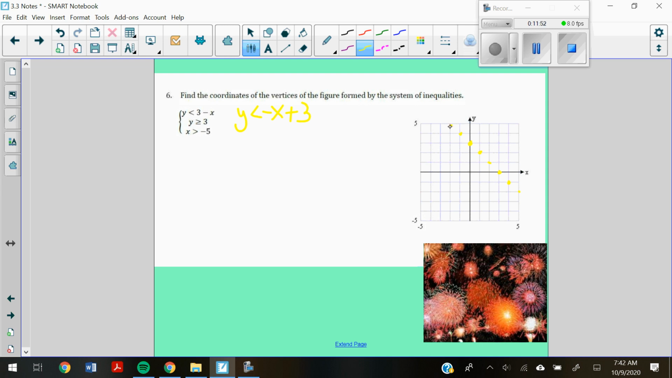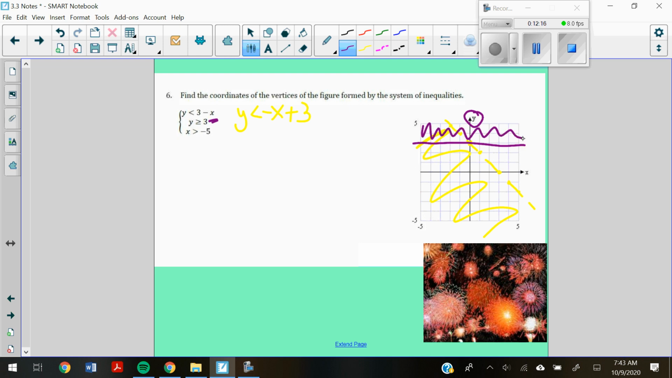Oh, and not equal, so it's a dotted line. Remember, you can draw it solid and write dotted underneath it if you'd like. And it's shaded below. All right, y is greater than 3. Here's my y. So up at 3, it's a solid line. Y is greater than, so I'm going to shade above.